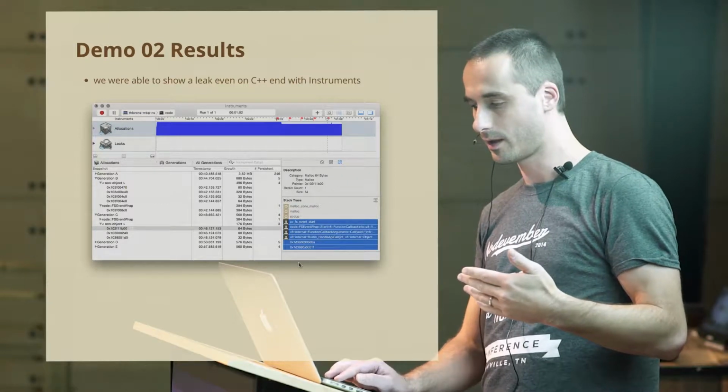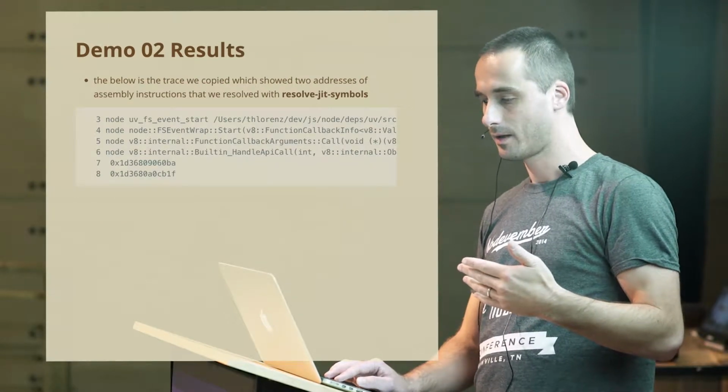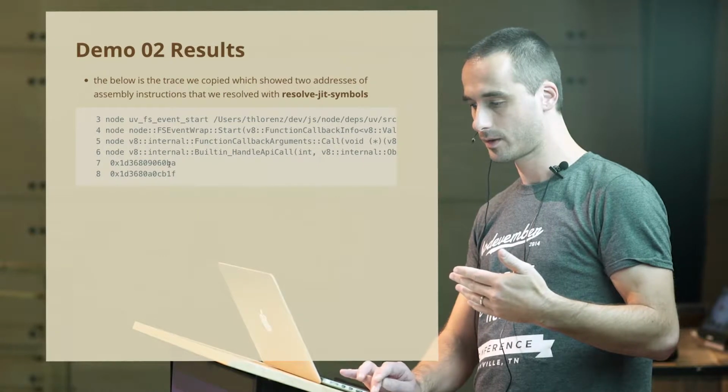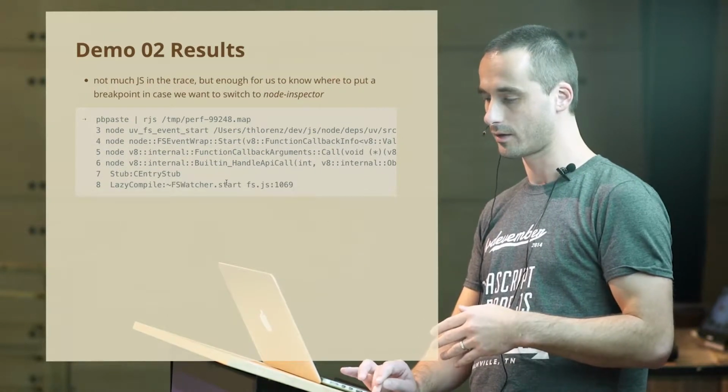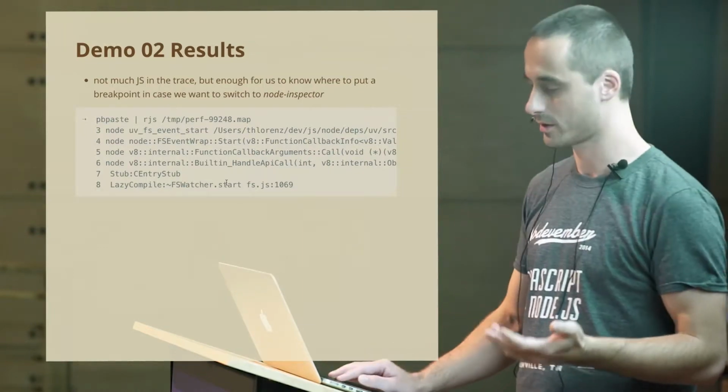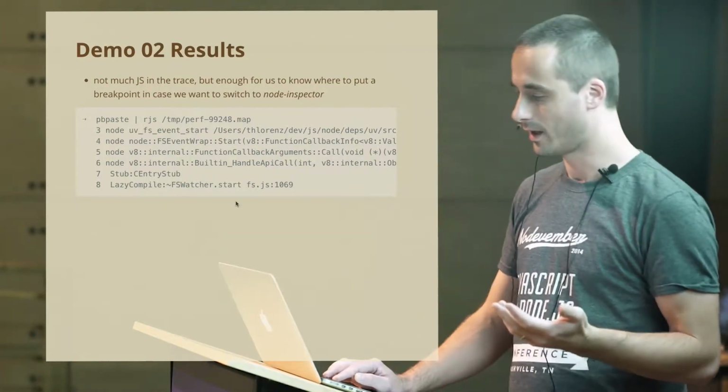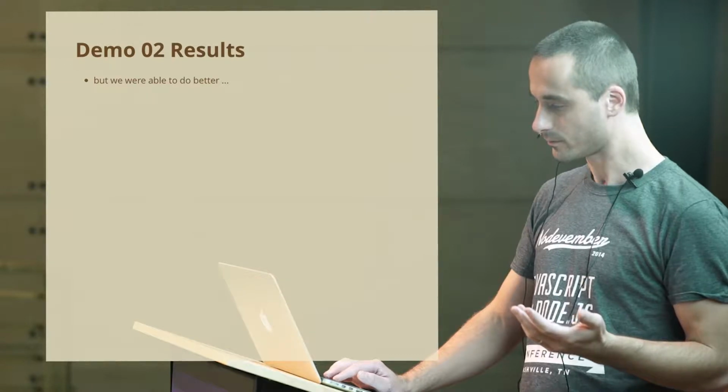But we can basically map that back. And so these symbols here on the bottom, we can resolve those. And now we can see that, oh, it's called FS watcher start in FS.